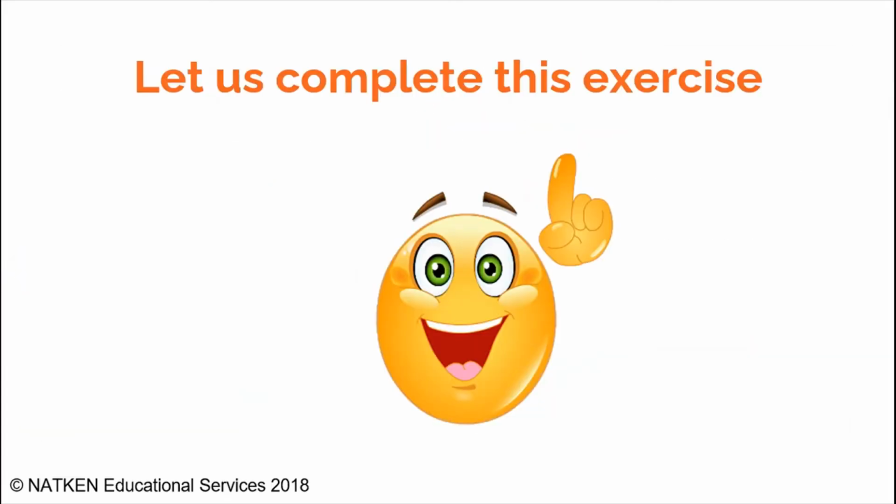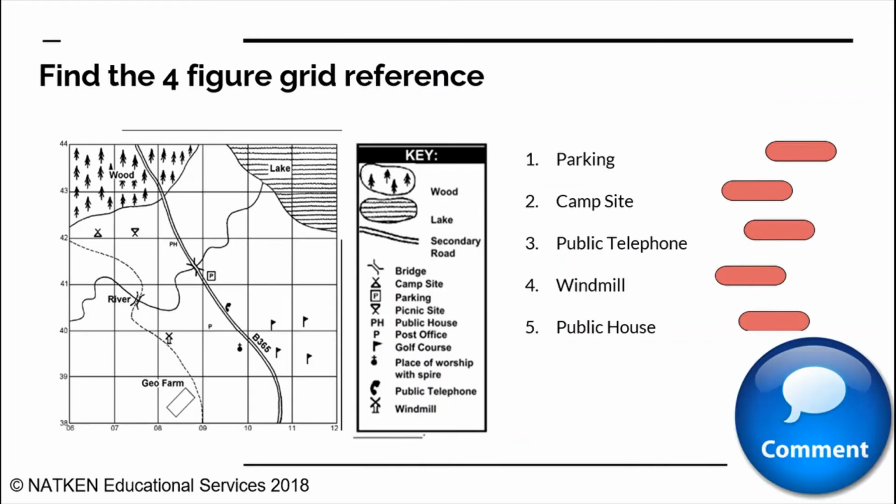Alright, so let us complete this exercise to see if we really understand the 4-figure grid reference. We have a map, and we have some questions here, and we can look at our key in order to find out what the symbols on the map mean. The first thing that we're going to look for, the 4-figure grid reference, is the parking. So the parking symbol is here, this one. So here is our parking right in this grid here, and we can see the numbers that are close by to show us exactly the location of our parking.